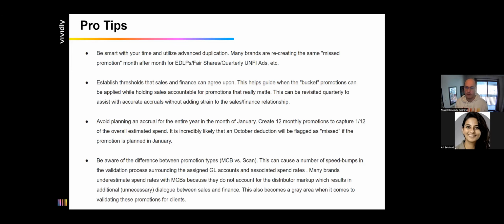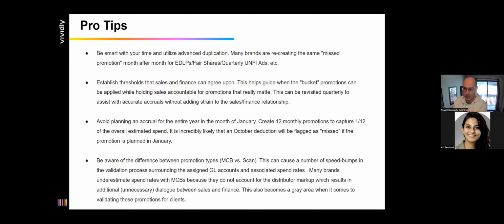We really recommend you create this one promotion in January and then advance duplicate it immediately for every single month. And then you're tracking every single month. How is this trending over time? How is my accuracy trending over time? Are there additional deductions coming through associated to this that don't make sense? It's also incredibly likely that an October deduction will be flagged as missed if the promotion's sitting in January. Imagine being that finance and accounting person and you're at the end of the year. Why would you even think of looking for a promotion in January? Make it easier on them.